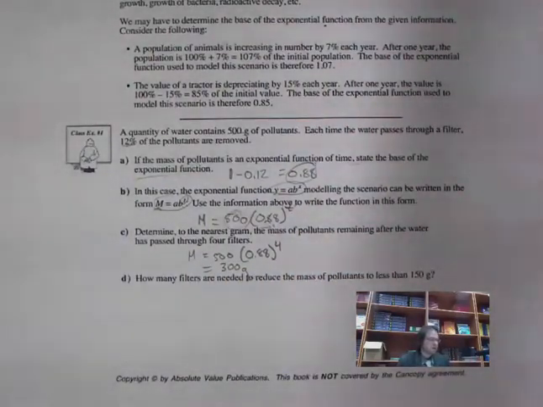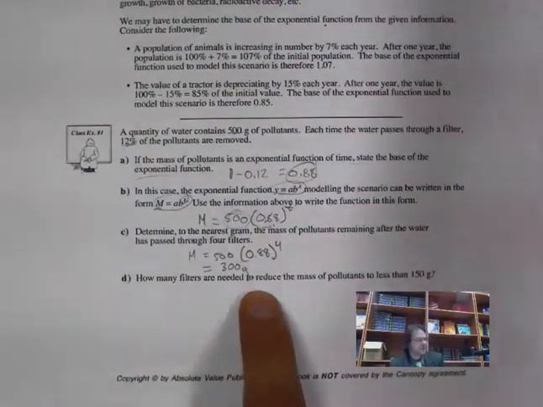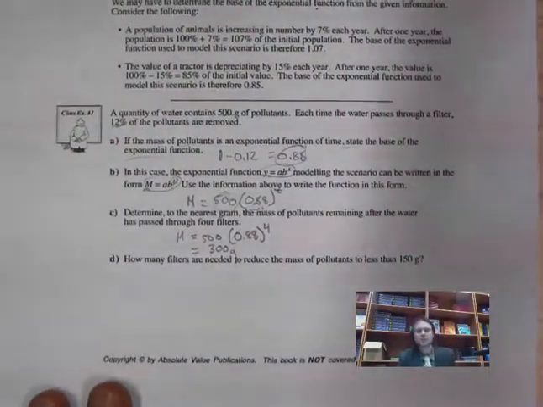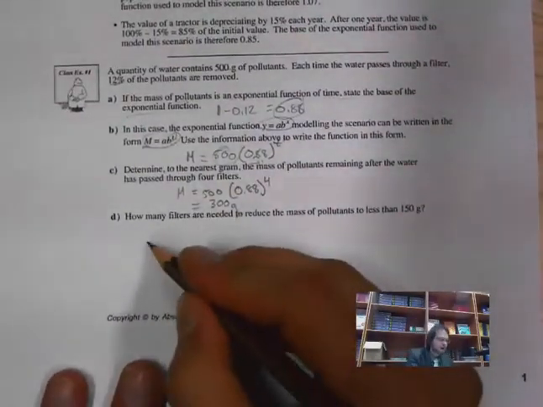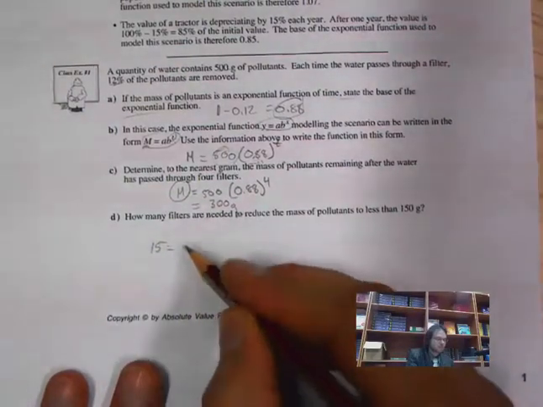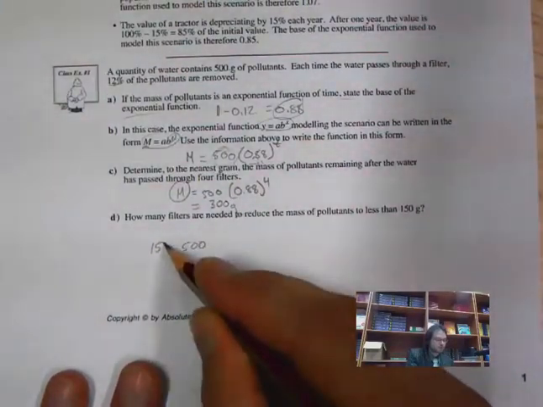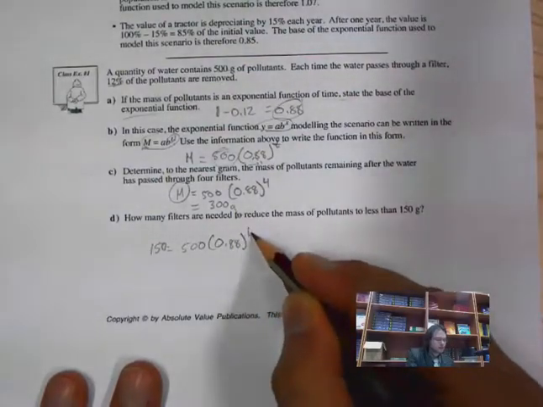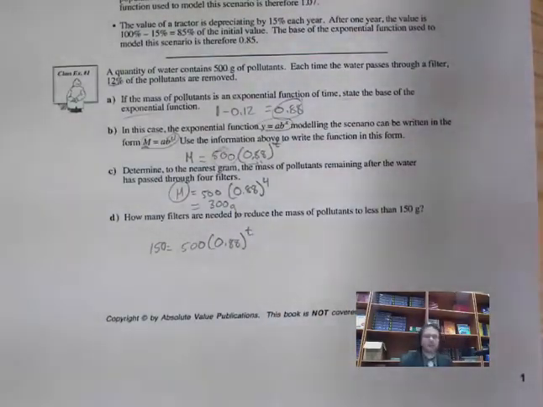Okay. Now the next one says, how many filters are needed to reduce the pollutants to less than 150 grams? So we're reducing the pollutants to less than 150 grams. So this is equal to 150. And now we want to know how many filters there are that make that. Well, I'm going to think about this.